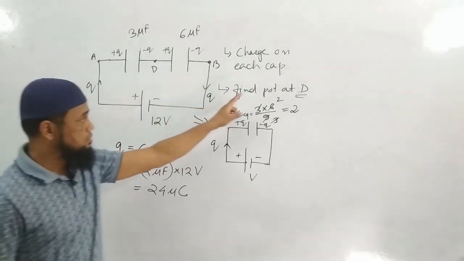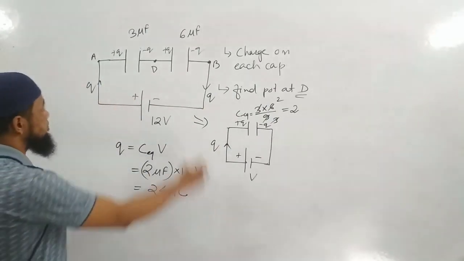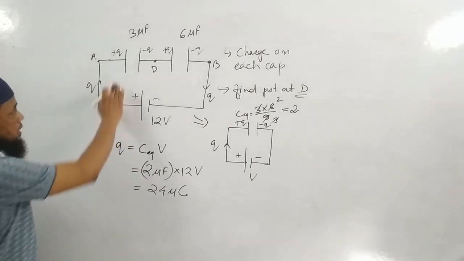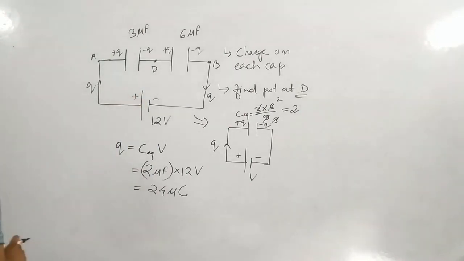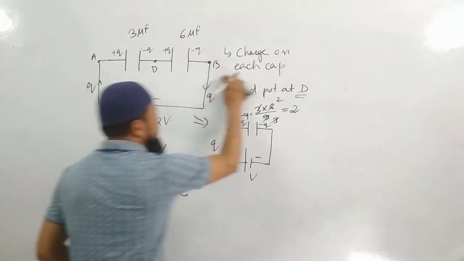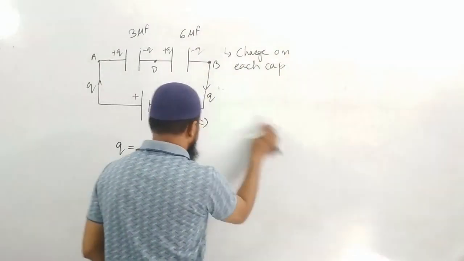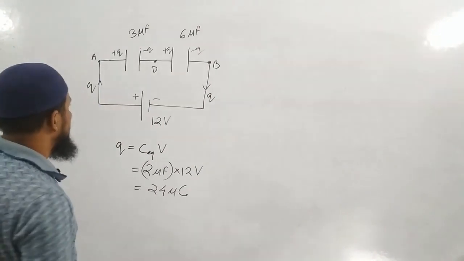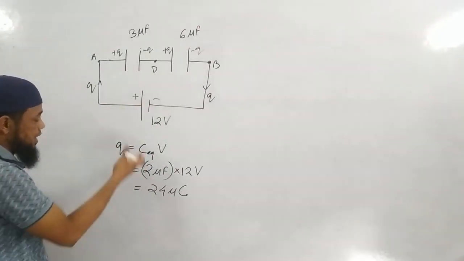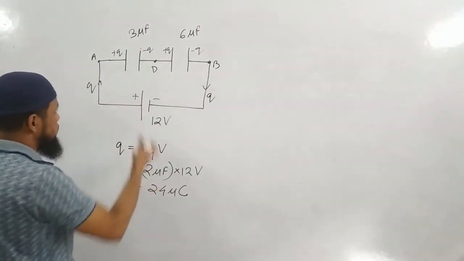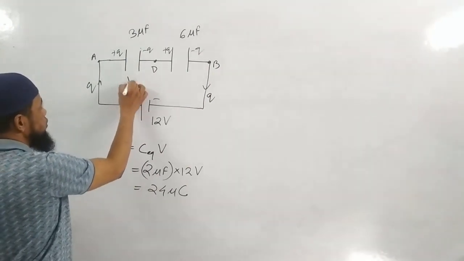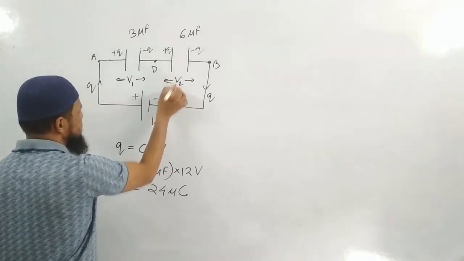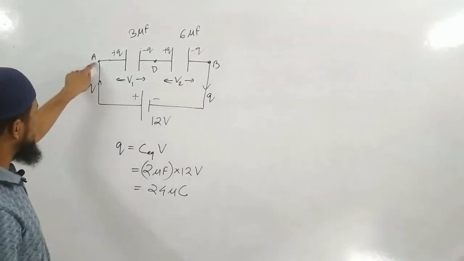Now the second point is find the potential at D. We have to find the potential at D. How will we find it? For this, we have used a shortcut method. Now, finding this is very easy for us because we know the charge on each capacitor. So we know the potential drop across the first one. We know the potential drop across the second one.